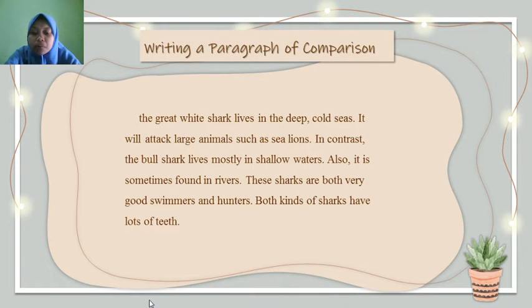Next, writing a paragraph of comparisons. The following is an example of a paragraph of comparisons. The great white shark lives in the deep, cool seas. It will attack large animals such as sea lions. In contrast, the bull shark lives mostly in shallow waters. Also, it is sometimes found in rivers. These sharks are both very good swimmers and hunters. Both kinds of sharks have lots of teeth. And the paragraph signal words used are also and both.